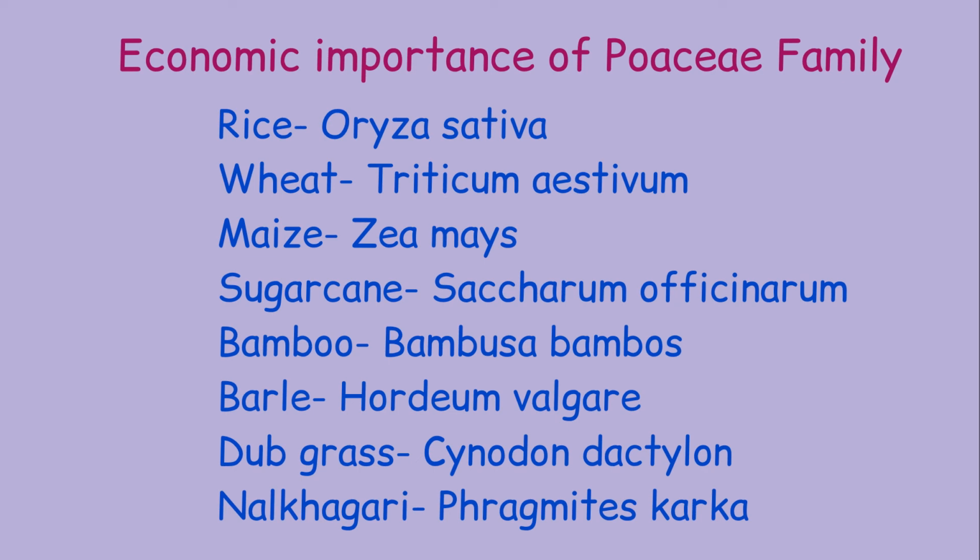Barley, Hordeum vulgare. Its flour is delicious and easy for making food. Durva grass, Cynodon dactylon. It's a good cow feed, and the leaf is used in blood clotting and healing of wounds. Phragmites karka, used for making ropes and thatch. That's all about the Poaceae family.